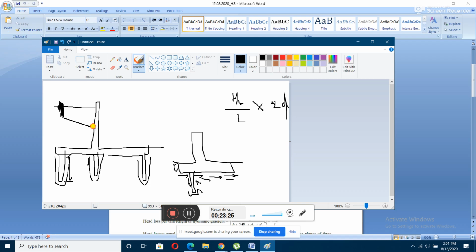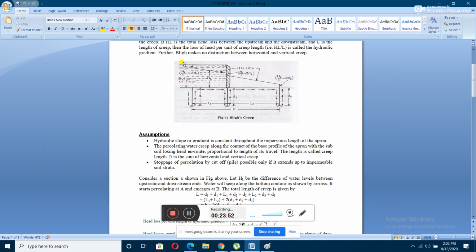Then here also there is another sheet pile. So there will be another loss of head, that is equal to HL by L into 2 times of D2, right? Then there will be a line like this, and here there will be another loss. This is equal to HL by L into 2 times that of D3. Have everyone understood?